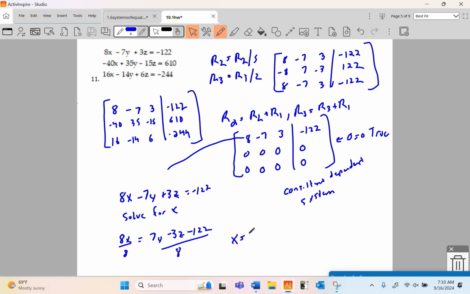So x is 7/8 of y minus 3/8 of z. And how many times is 8 going to 122? I guess it's just 61 over 4. Now notice we have a dependent system. This is literally saying that x depends upon the value of y and z.